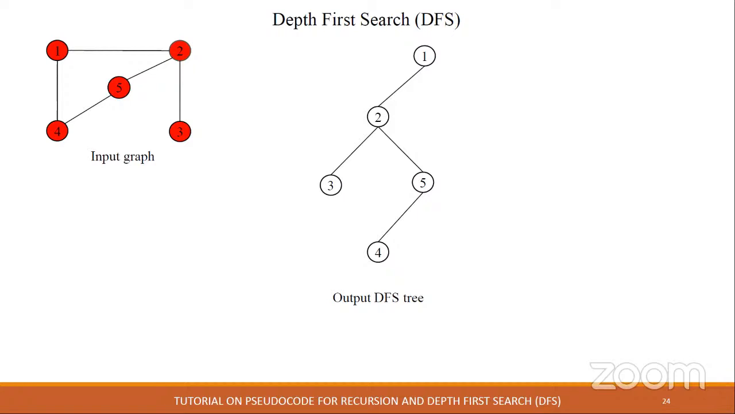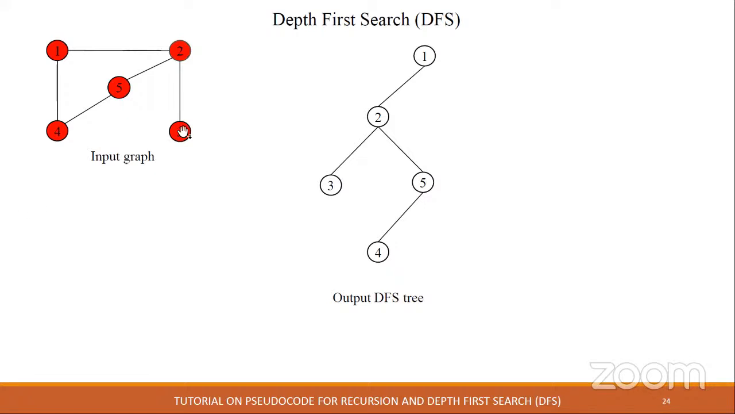Like you said, from 1, if we go to 2, and then from 2 we go to 3 first, then this is the tree. But from 1, if we go to 4, 4 to 5, 5 to 2, 2 to 3, then it will be a straight line, almost like a slope from 1 to 3.